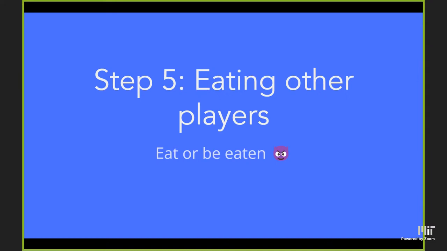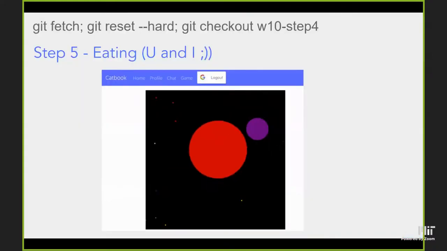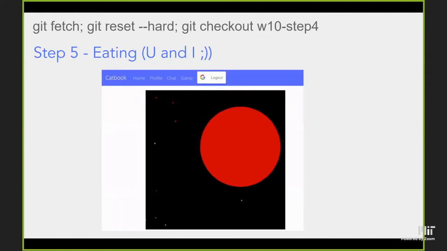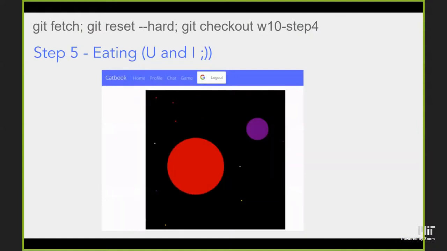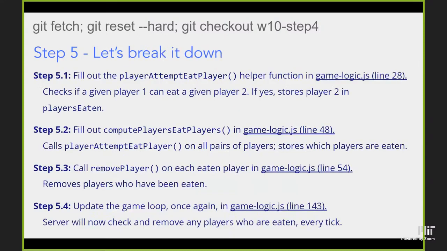So, as I mentioned, we're almost like Agar.io, but we can't eat players. So let's eat or be eaten. This is a demo of what we want. Again, like a normal Agar.io, if we go over a player and we're bigger in size, and in our radius of the player, we're going to be able to absorb the mass.